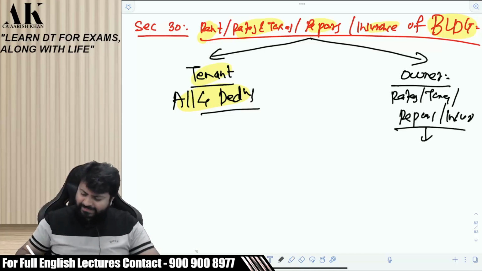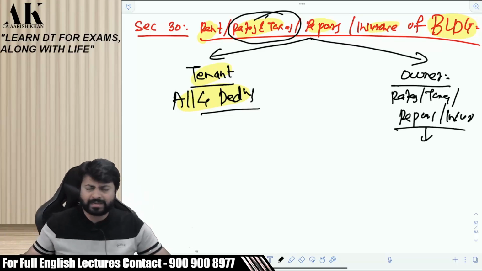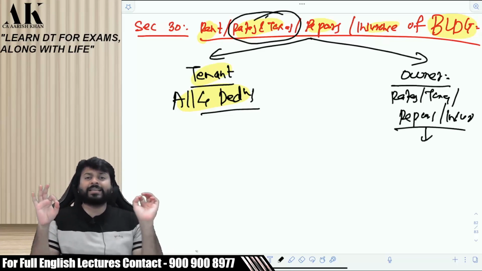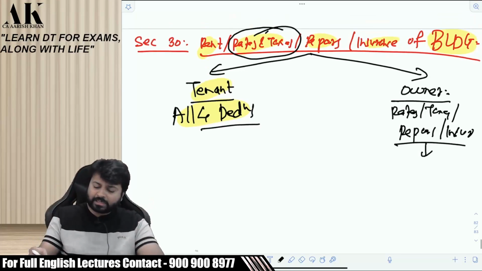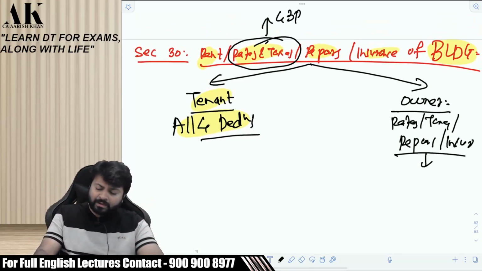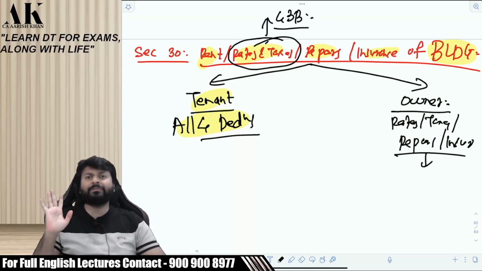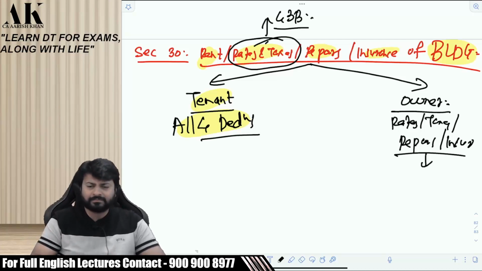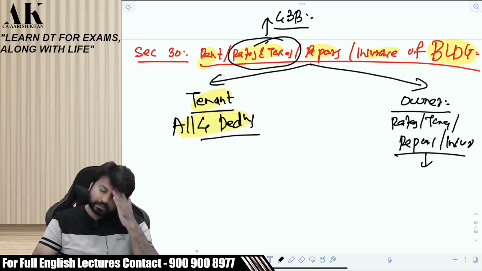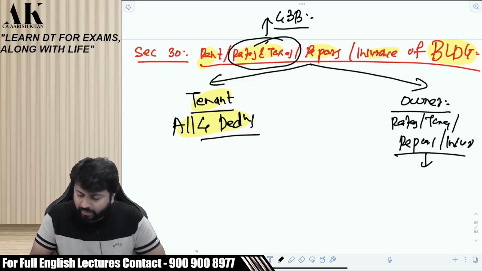Now, these rates and taxes, what kind of taxes are they? It can be a kind of municipal tax, etc. These taxes will be allowed not on accrual basis but on actual payment basis as per section 43B. Some taxes are allowed under income tax law, but not on accrual basis, only on actual payment. Are you clear? Okay, now listen carefully.